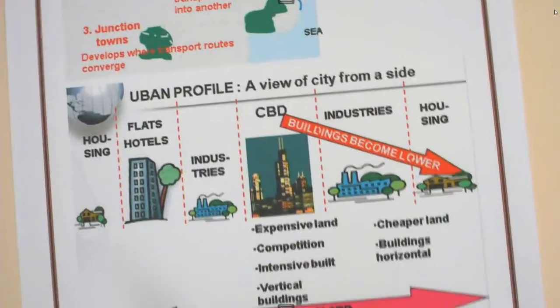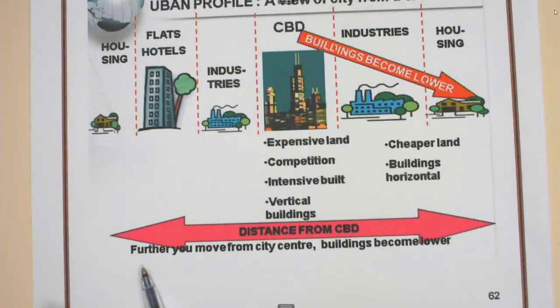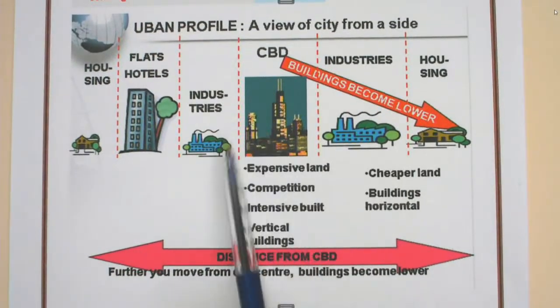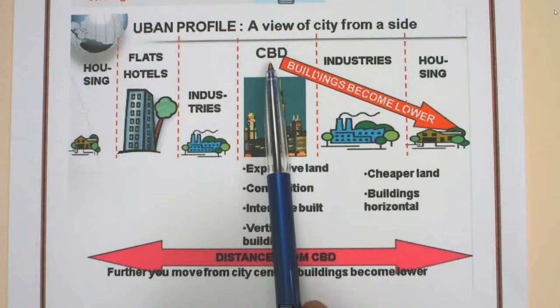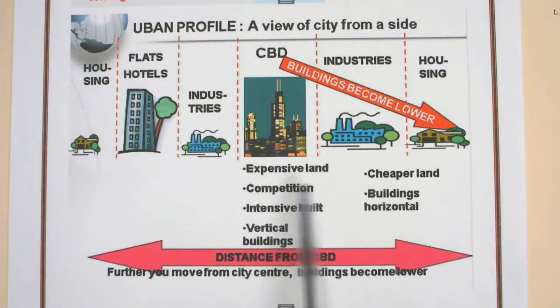So urban profile is the view of the city when you look at the city from the side. Remember, in the central part of the city we have the central business district, the CBD. The CBD is the expensive land. There is a lot of competition there, intensively built.